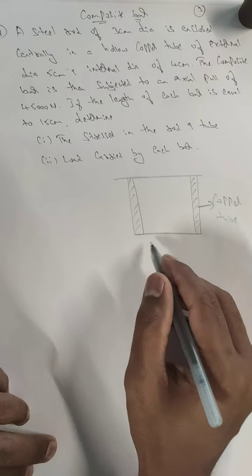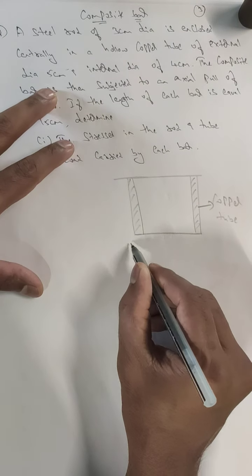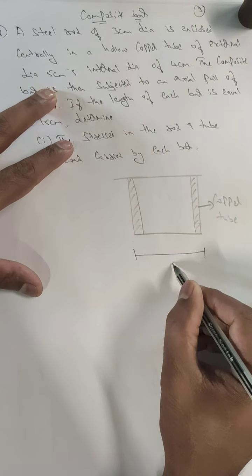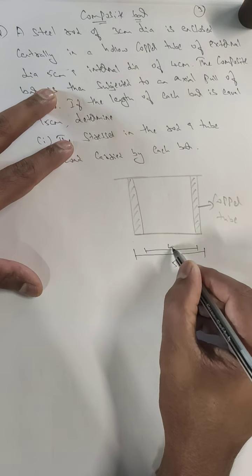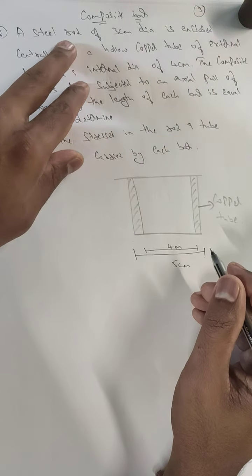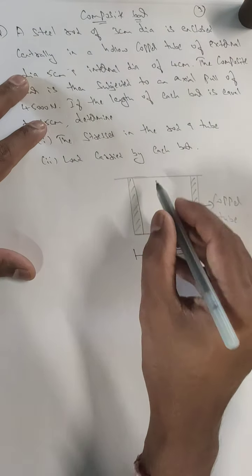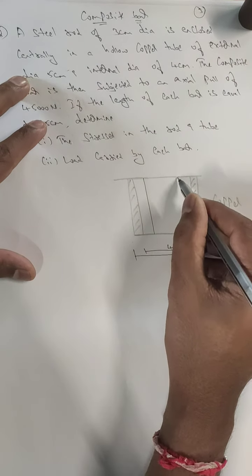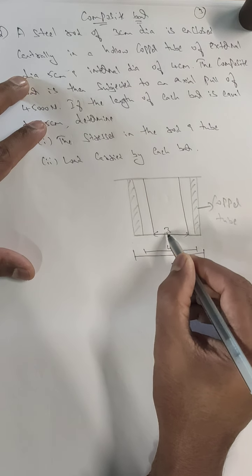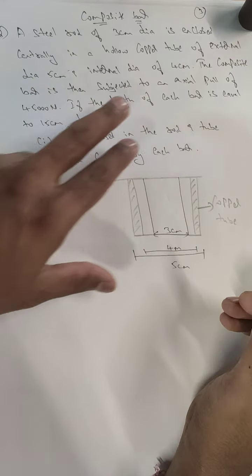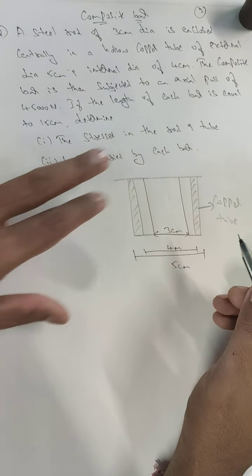In this copper tube, he has given the external diameter, from outer to outer, as 5 centimeter. Internal to internal it is 4 centimeter, and he is telling that a steel rod of 3 centimeter diameter is enclosed centrally. So he will keep it here centrally. So this diameter is 3 centimeter.